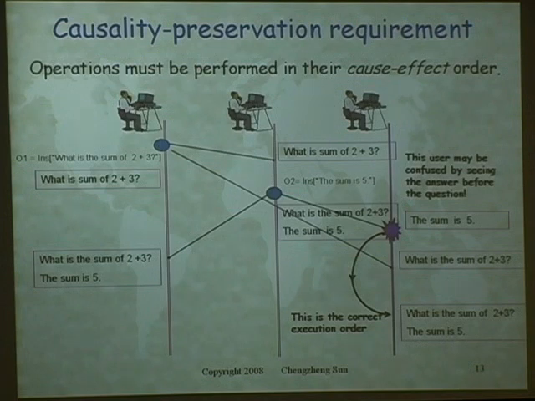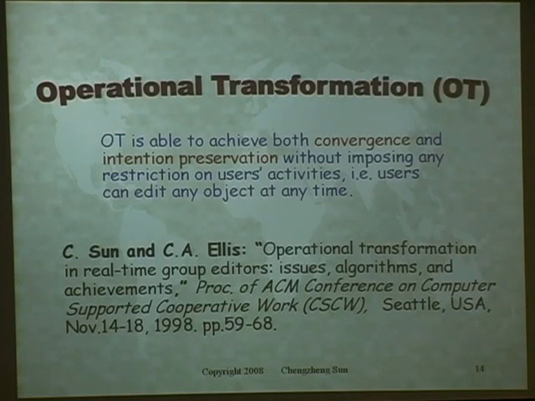I should point out that maintaining causality is a classical technical issue in distributed computing. There are many different techniques to ensure this, and I'm not going to explain what technology can be used. There are plenty of them to choose from. What I will focus on is the technique which is able to achieve both convergence and intention preservation. That is the special technique invented by collaborative editing researchers. The technique has the name operational transformation.